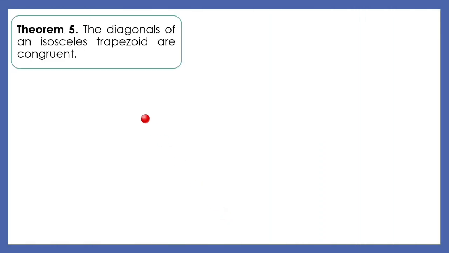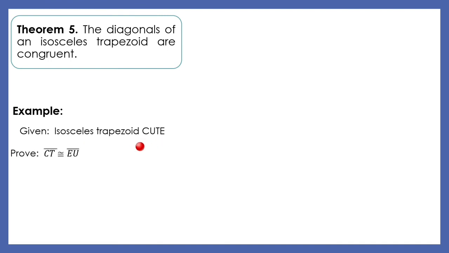We have the third theorem. The diagonals of an isosceles trapezoid are congruent. To prove, we will have an example. Our given is isosceles trapezoid CUTE. We will prove that line segment CT is congruent to line segment EU.